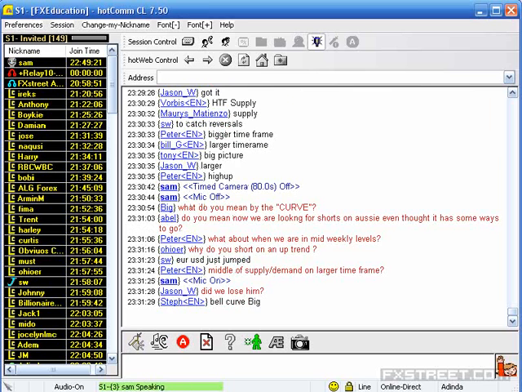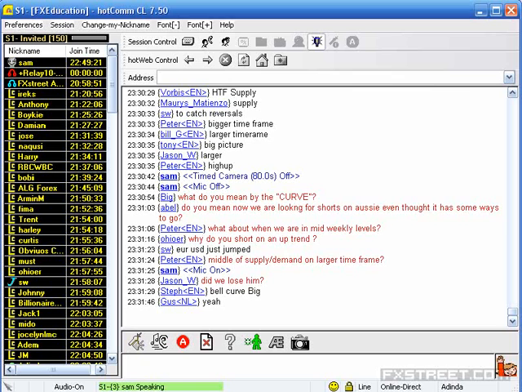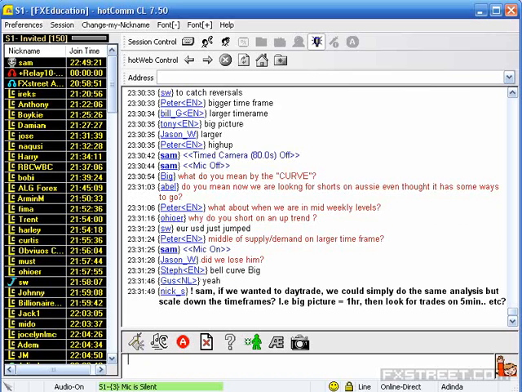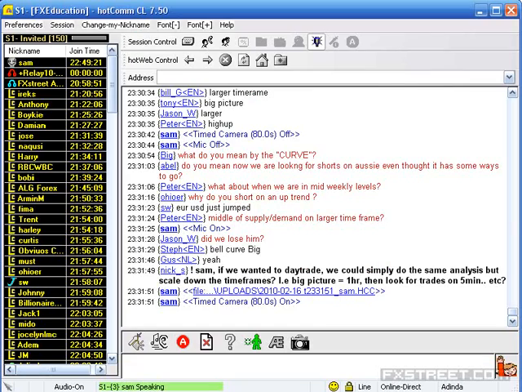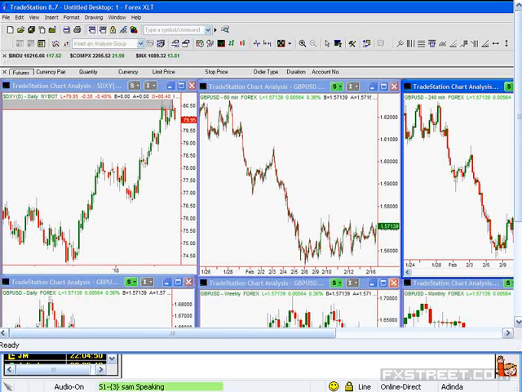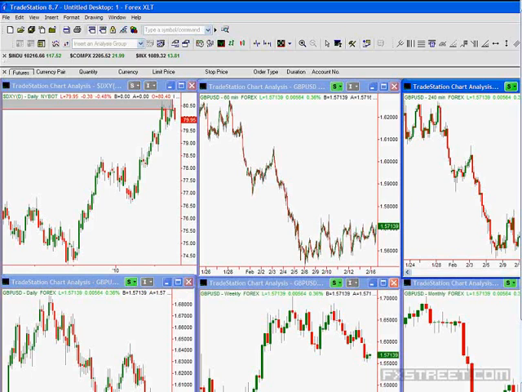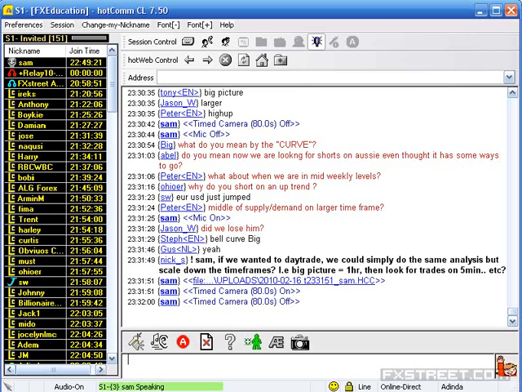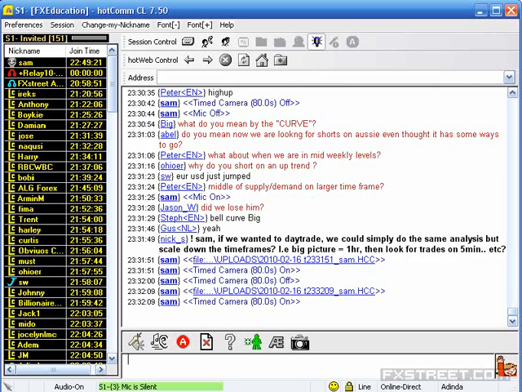Okay, just a second here. I'll get this up. Yeah, Hoyer is asking a good question here. Why do you short on an uptrend? That is a great question. Hang on one sec. Let me capture this chart for you. There we go. You should be able to see 6 charts of the British pound. Why short in an uptrend?